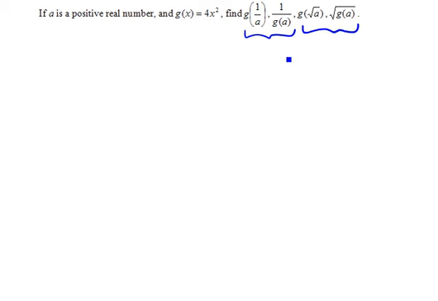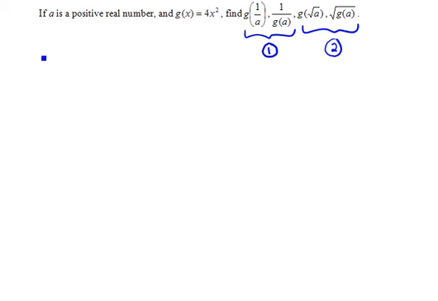The first pair is mixing up the order of our division. First we're taking the reciprocal of a and then we're applying g to it. In the second case we're applying g to a and then taking the reciprocal of the answer. So we should expect different answers there, and likewise the two expressions here are going to produce different answers because the square root is taken either first or second relative to the function g.